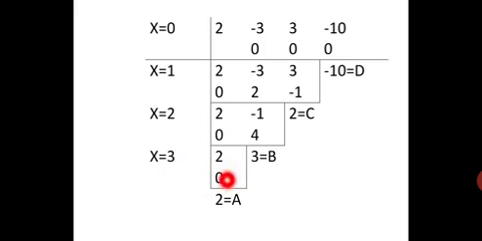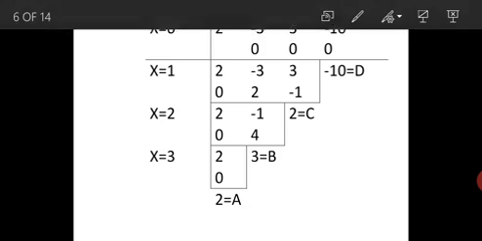It will end the synthetic division method here. Now I will write this value: the last remainder will be A, the second remainder will be B, the third remainder will be C, and the last remainder will be D. If the remainders increase, we have to take A, B, C, D, E like this. We have now got the values of A, B, C and D.